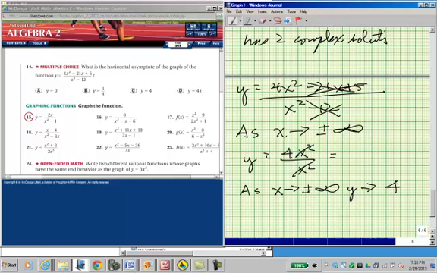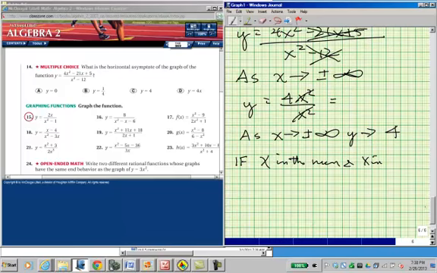This works if x in the numerator and x in the denominator have the same degree, the same exponent. If they don't, then other things are going to happen, but we're not going to get into that right now. And that is all the homework for 8.3.